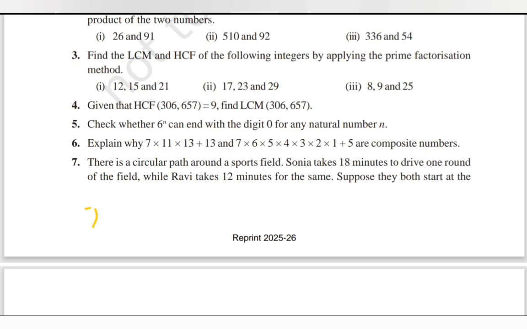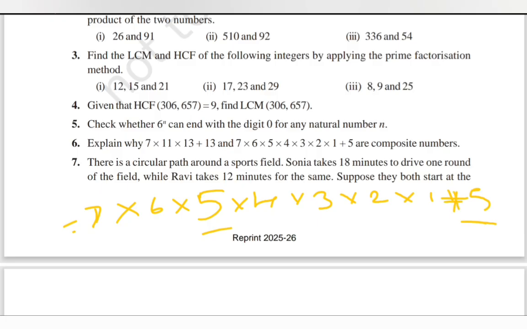Again, 7 into 6 into 5 into 4 into 3 into 2 into 1 plus 5. This is the given number. Here we can see again 5 as a common number. We should look at the mathematical sign, and here it is plus. So 5 is a common factor of both terms. So let's take 5 as common.